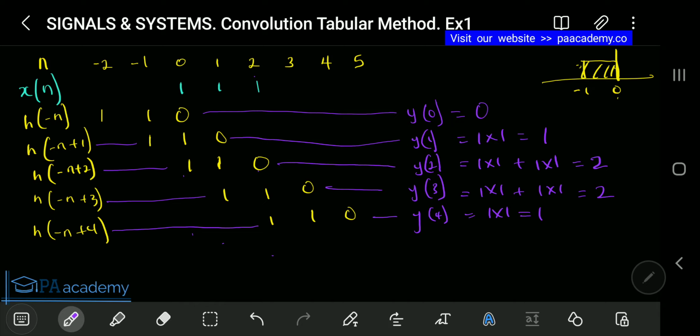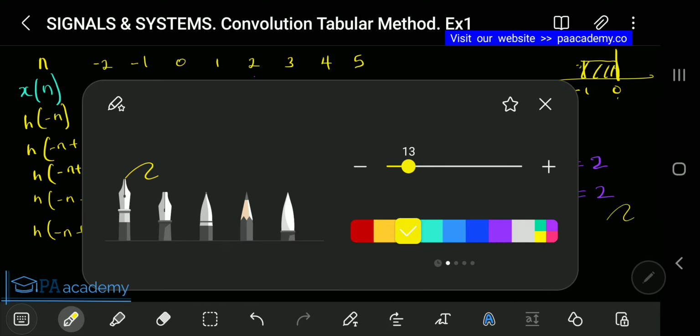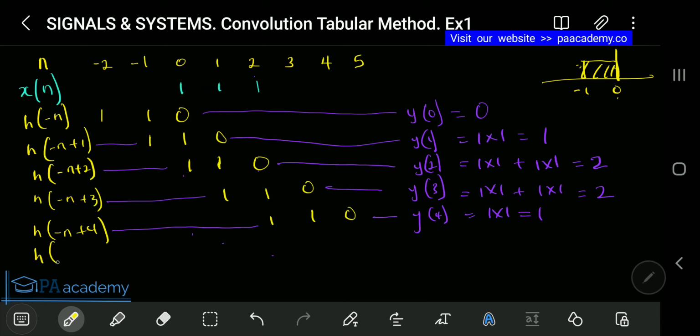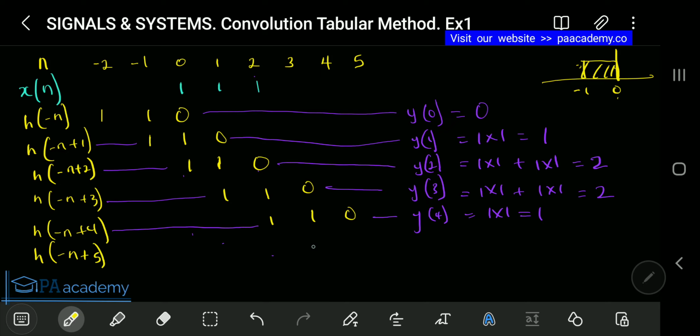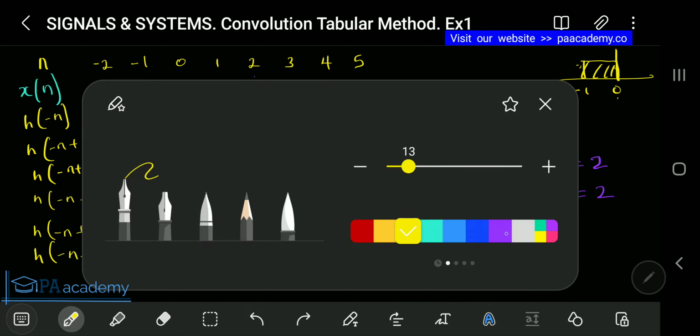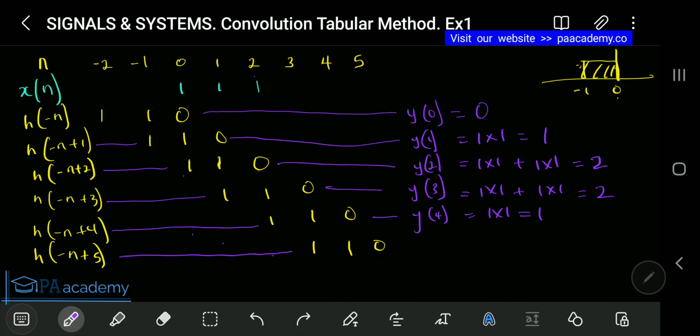So the next one we are going to be having is h of minus n plus 5. Okay, so for that now, that means the values will be 1, 1, 0. Exactly, so this 0 is directly under 5. So let me just show it so that you can get it here like this. So this is going to be y of 5.